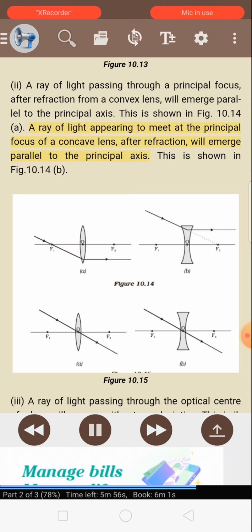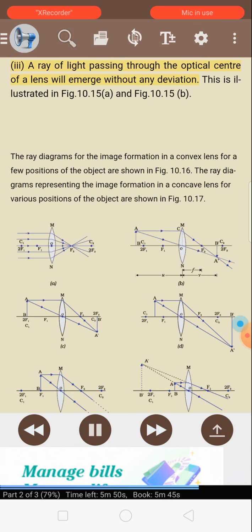A ray of light appearing to meet at the principal focus of a concave lens, after refraction, will emerge parallel to the principal axis. This is shown in figure 10.14b. A ray of light passing through the optical center of a lens will emerge without any deviation. This is illustrated in figure 10.15a and figure 10.15b. The ray diagrams for the image formation in a convex lens for a few positions of the object are shown in figure 10.16.